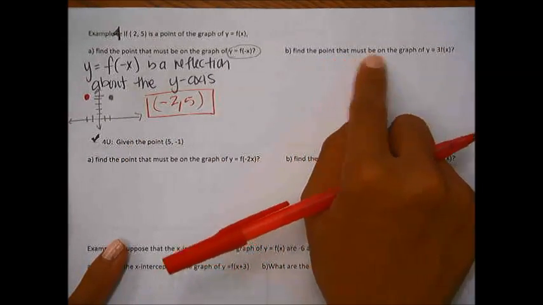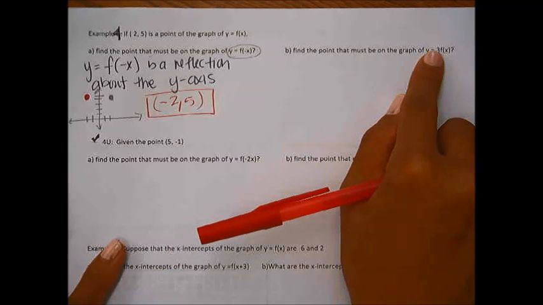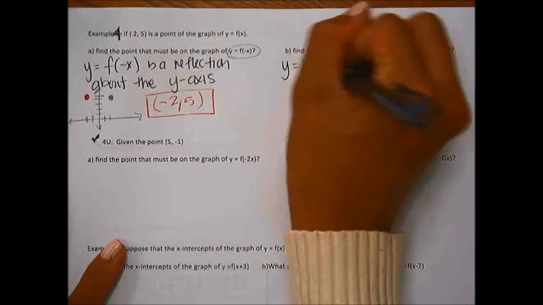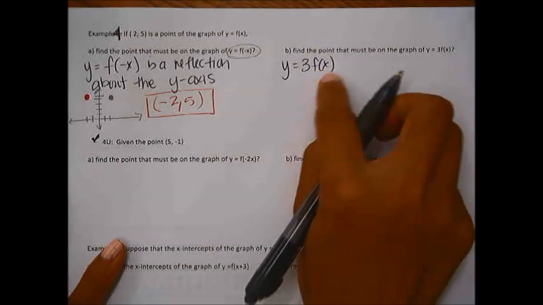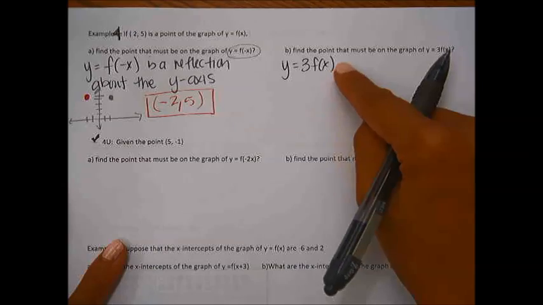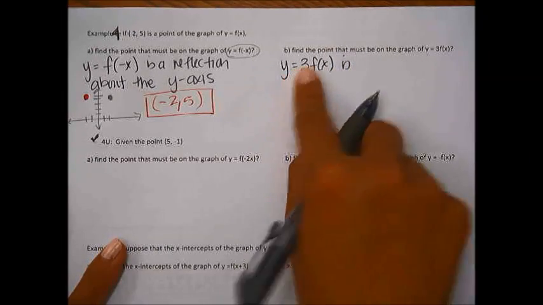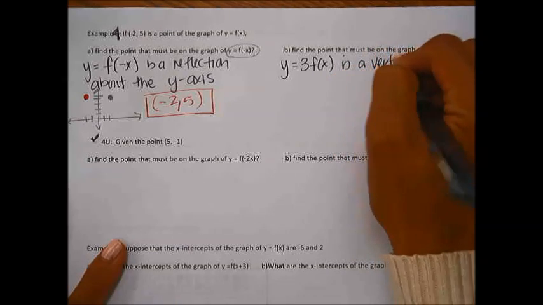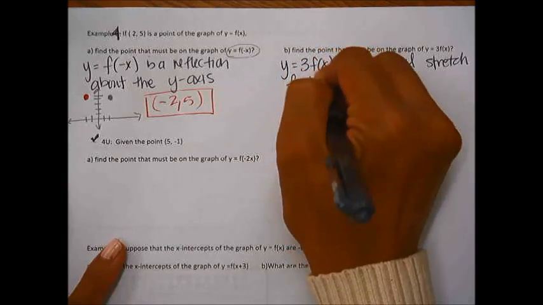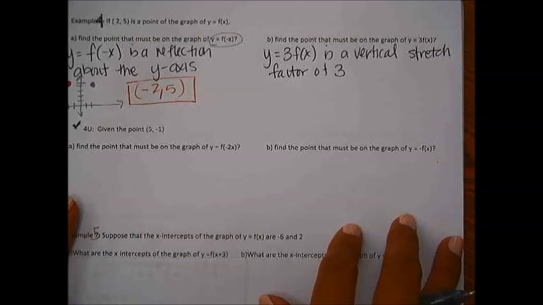Find the point that must be on the graph of y equals 3 times f of x. So what is the transformation when we have 3 times f of x? Remember, f of x is the same as y, so this is 3 times y. That means all the y values are getting 3 times as large. So the transformation y equals 3 f of x is a vertical stretch factor of 3. Not just me stating the transformation for you.